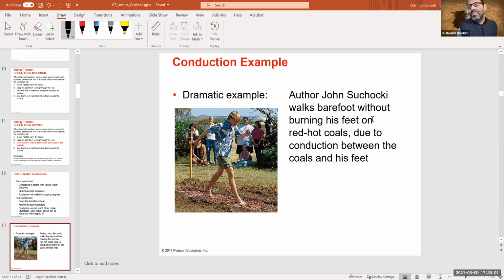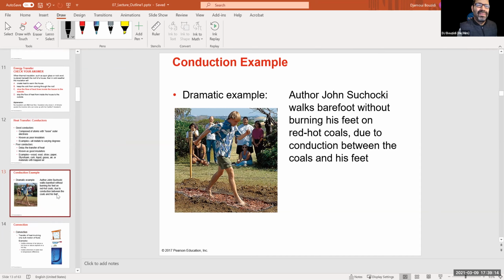Okay, this is one of the authors of the book. He walks on red hot coals because the coal actually is an insulator, okay? As long as you work fast enough, you're going to be fine, okay?